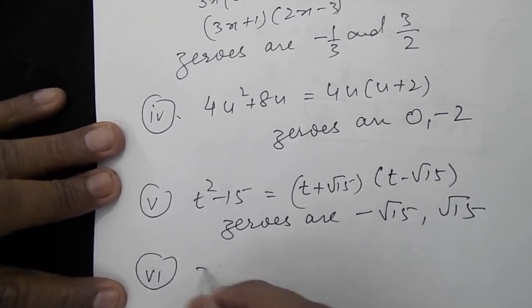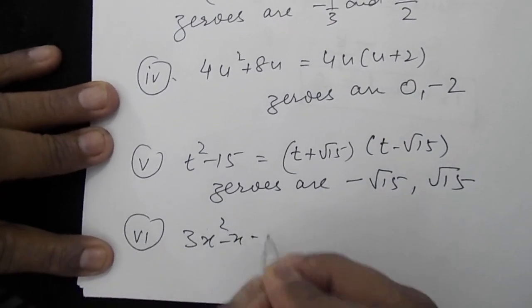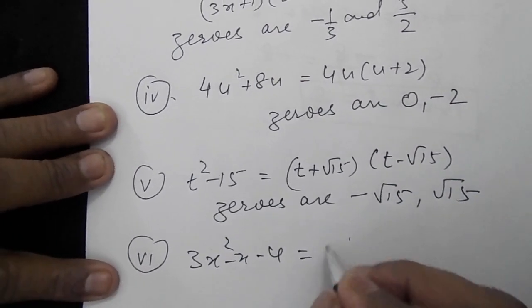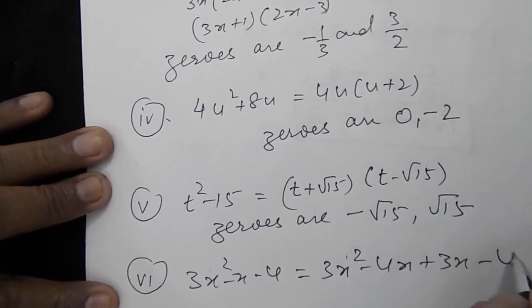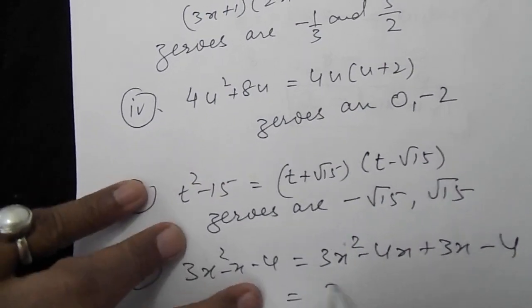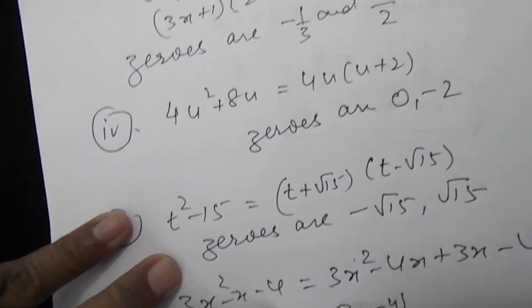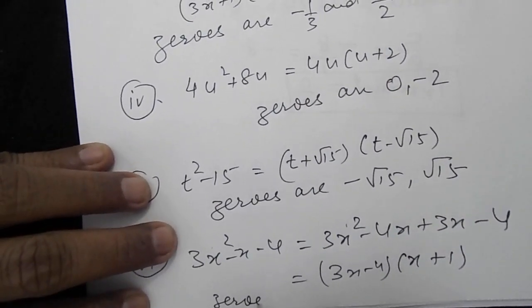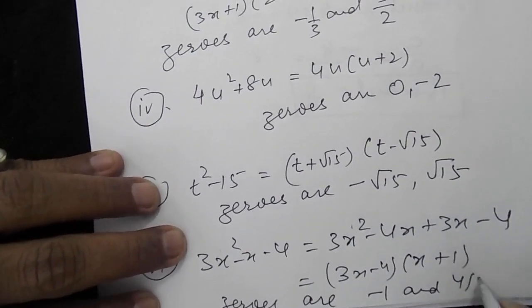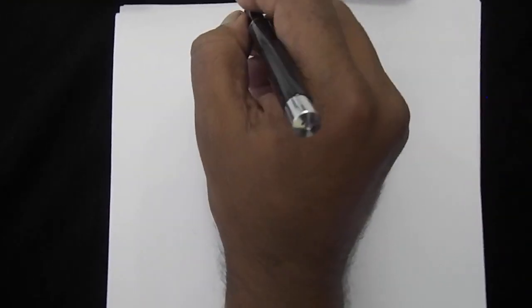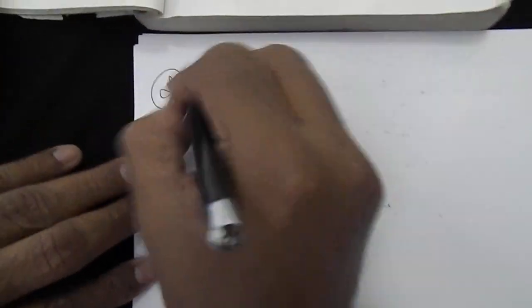Last part, 3x square minus x minus 4. Let us split the middle term. 3x square minus 4x plus 3x minus 4. Taking common, we get 3x minus 4 into x plus 1. So the zeros are minus 1 and 4 by 3. So in all these questions you have seen that we have found out the zeros, and then verification you can do it. Question number 2.